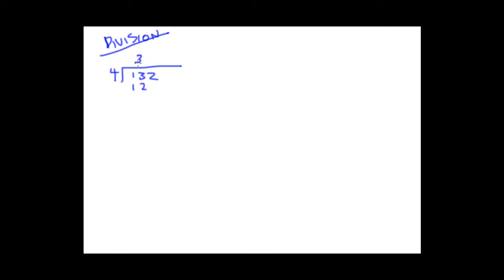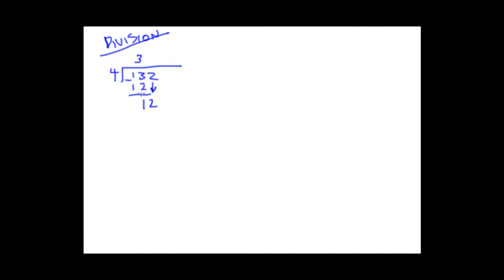So we write 3 up here, and the resulting number, 3 times 4, below. And we get 1, because we subtract the 12. 13 minus 12 equals 1. And then what are we going to do? We're going to drop this 2 and put it right next to that 1. So the number becomes 12.